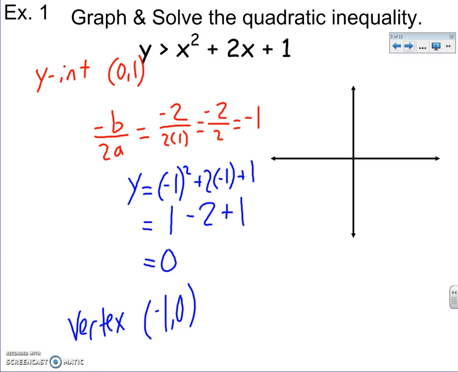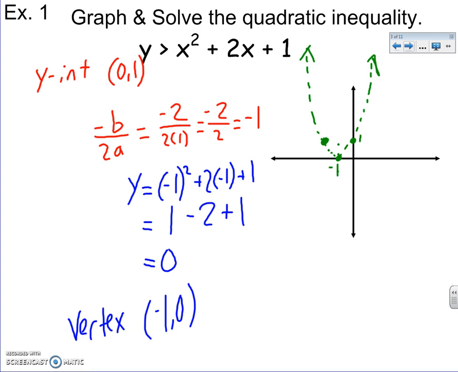Anyways, negative 1, 0 is right here. That's my vertex. And my y-intercept, 0, 1, is right here. It helps, y'all, to remember it's reflected over this line. So there's a point right here. And make a U, and this time it's dotted. I'm going to get rid of this line because it's bothering me.